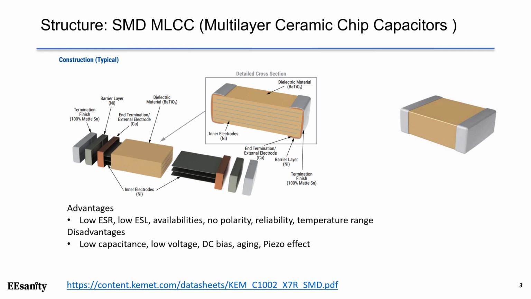MLCC is good for both AC and DC voltage applications. The disadvantages of MLCC are that they usually have relatively low capacitance. Voltage rating is relatively low as well. MLCC usually has a DC bias issue, meaning that the capacitance drops as the DC bias voltage across the capacitor increases. This may cause some limitations in high voltage applications. Also, MLCC may have aging problems and piezo effect noise problems.